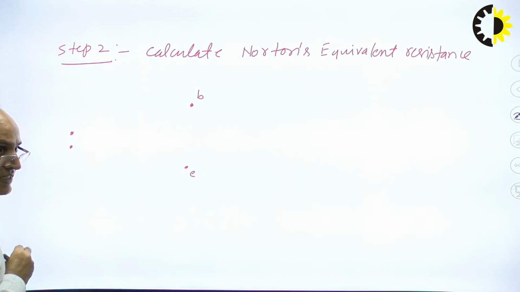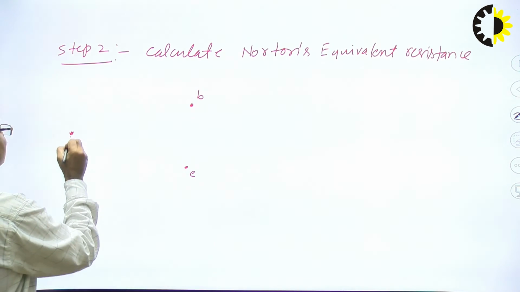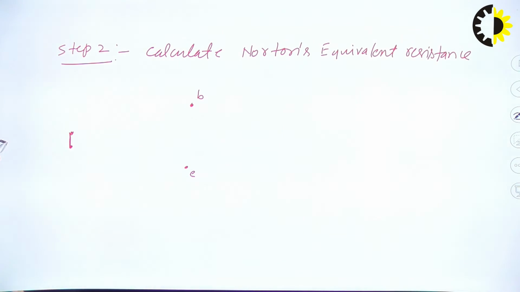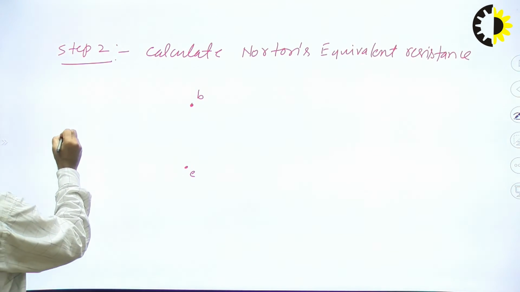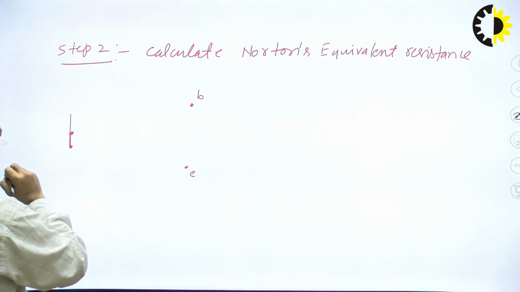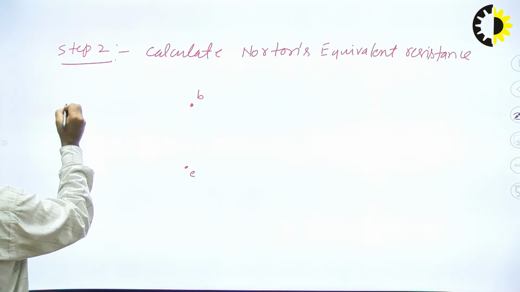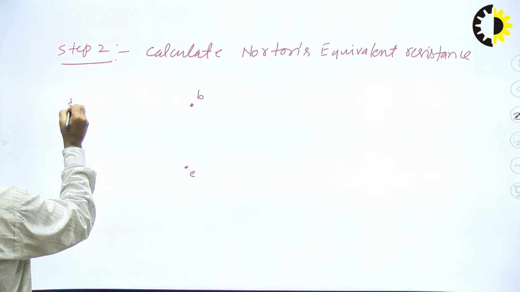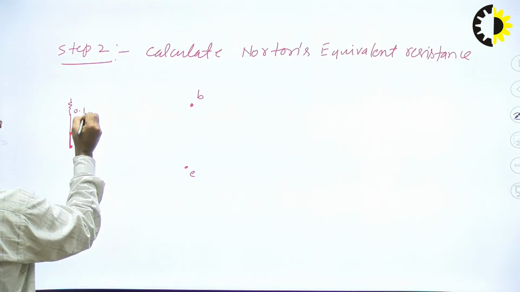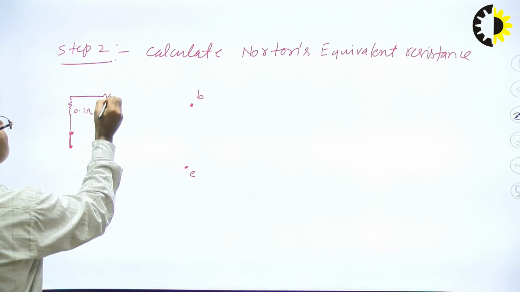So what is the internal resistance of a voltage source? It is 0. So 0 means a short circuit, a conducting wire. And after this there was a resistance of 0.1 ohm. So we will have a resistance of 0.1 ohm here, and then we had a resistance of 10 ohm.